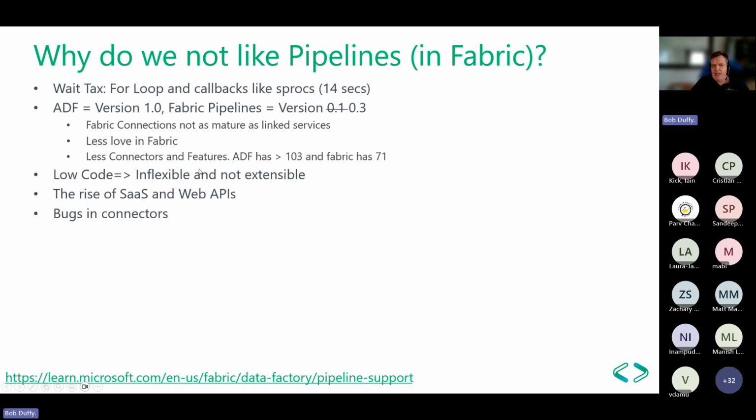When Fabric first came out, pipelines were a lot more limited than they are now. So I put it that it felt like a version 0.1, right? But it's improved over the last year. So I'm now going to be a little bit fairer and call it a 0.3 or a 0.5.